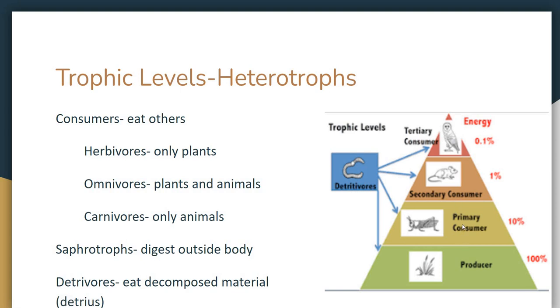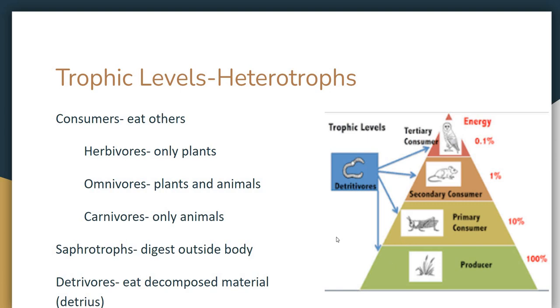And I know we have it here where it's the primary consumer, secondary, and tertiary. These don't have to correlate to be herbivores, omnivores, and carnivores. It's a simple pyramid if they do, but it doesn't have to be that way. But there are two other types of heterotrophs.